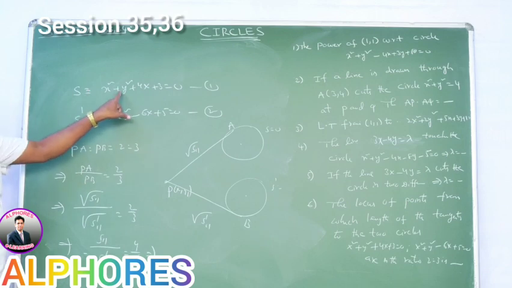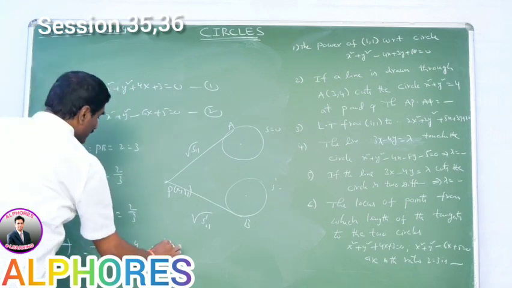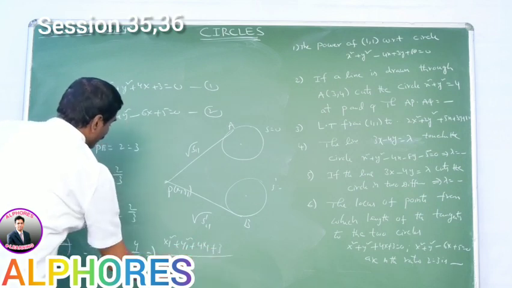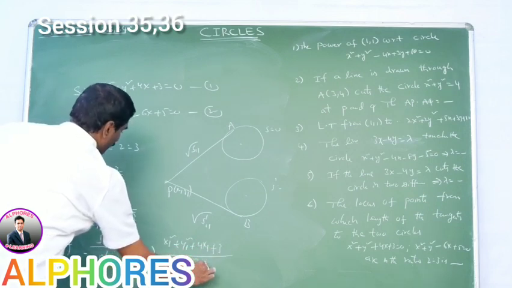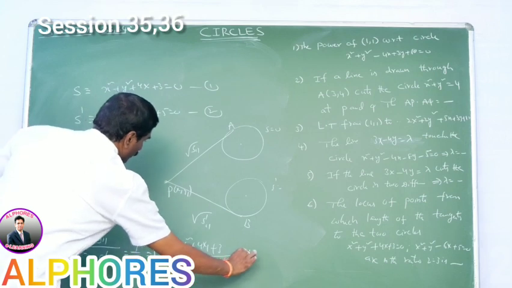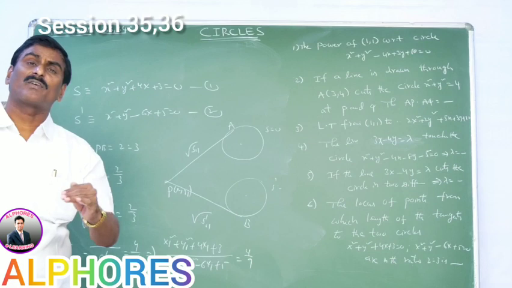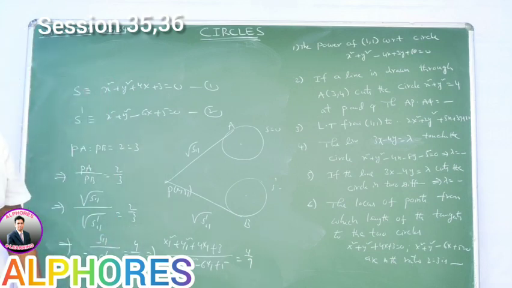S11 means, S is this value, x1 square plus y1 square plus 4x1 plus 3, divided by x1 square plus y1 square minus 6x1 plus 5, is equal to 4/9. Cross multiply this and simplify. Replace x1, y1 with x, y. Then we get the required locus.